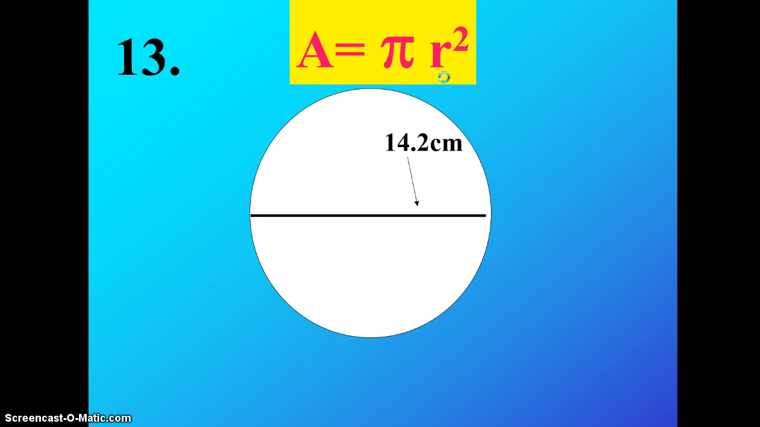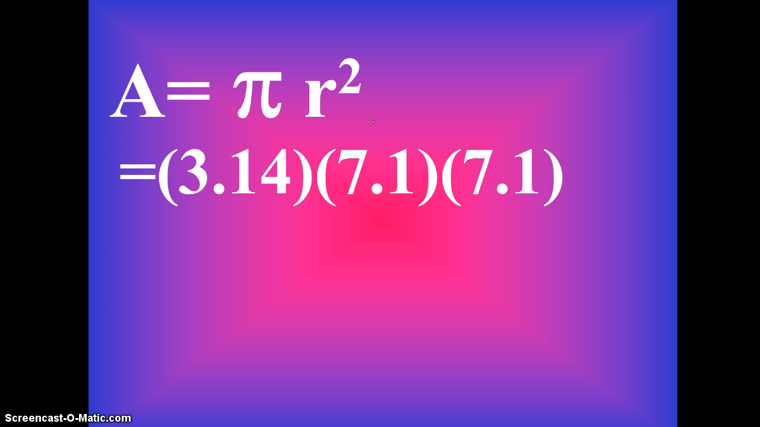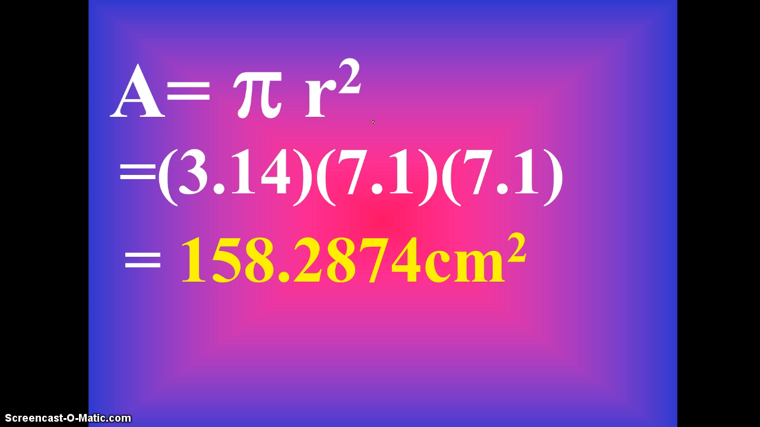And here we have a diameter of 14 2/10, but we don't need the diameter. So we've got to take it and cut it in half to find the radius. What's half of 14.2? 7.1. 3.14 times 7.1 times 7.1, 158 and 2,874 10,000ths centimeters squared.